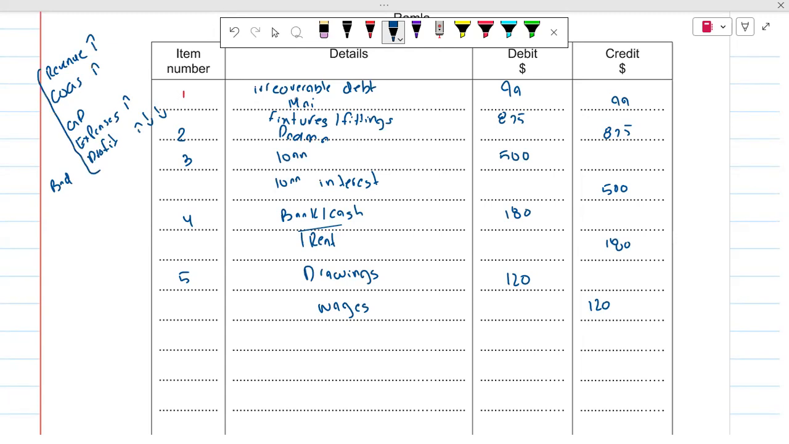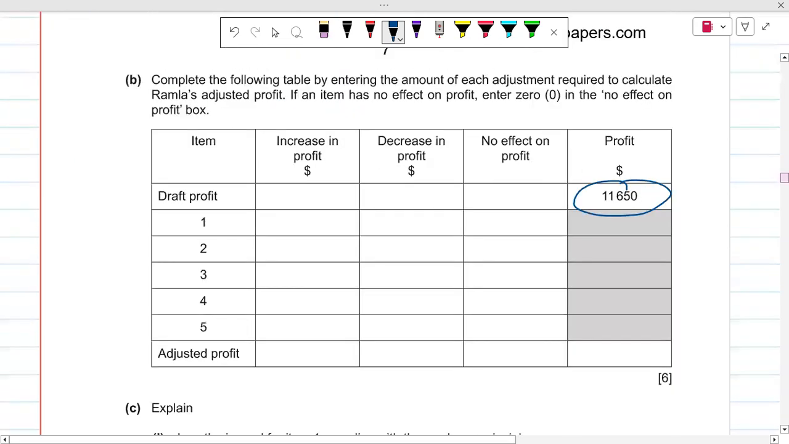So we know that irrecoverable debt is our expense. So if expense is increasing by $99, what will happen? It will decrease our profit. So we will record this. So our error one will decrease our profit by $99.